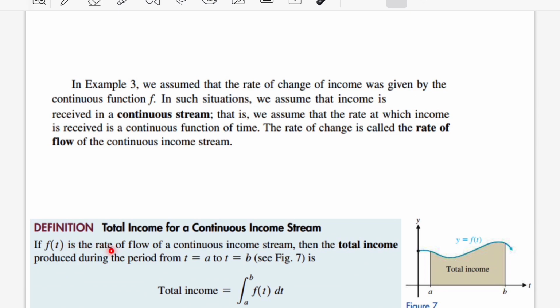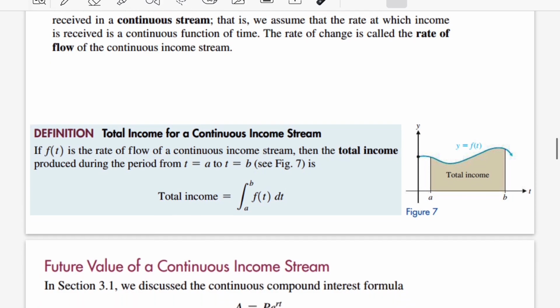If f of t is the rate of flow of a continuous income stream, then the total income produced during the period from t is equal to a to t is equal to b is given by this definite integral here. Right? Now this is given by this figure here on the right. We have that f of t here is the rate of flow of a continuous income stream, and the total income is given by the area under this curve from this interval a to b here.